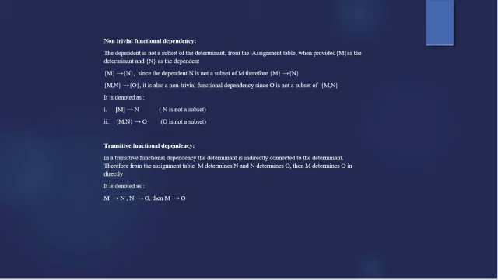Then we have got transitive functional dependence. In transitive functional dependence, the determinant is indirectly connected to the dependent. Therefore, from the assignment table, M determines N, and N determines O, and M determines O indirectly. It is denoted as M determines N, N determines O, then M determines O.